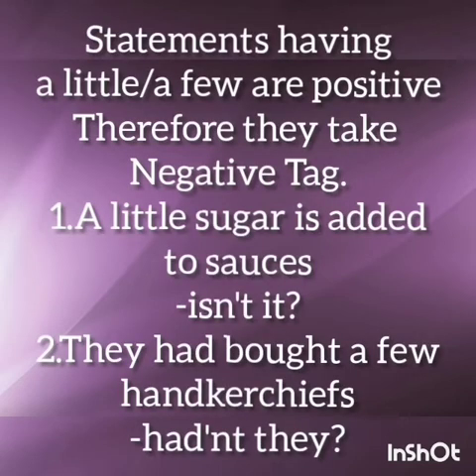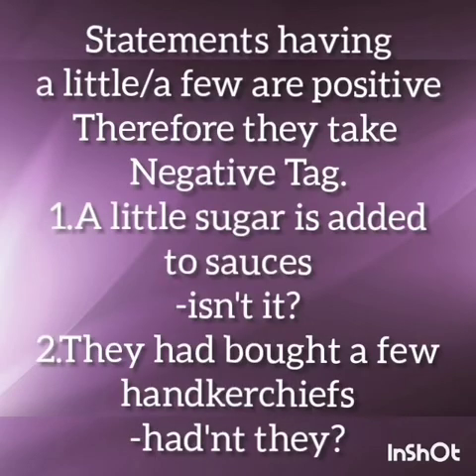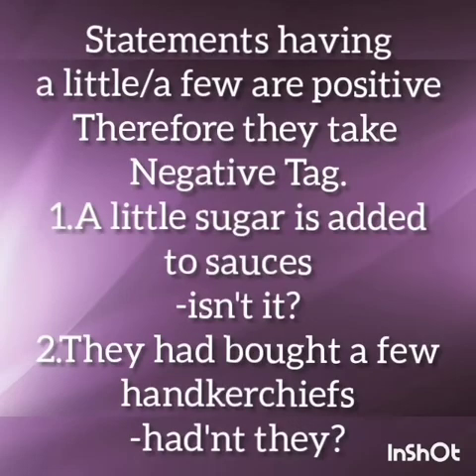Next example, they had bought a few handkerchiefs. Answer is hadn't they. Had is the auxiliary, the negative form of had is hadn't, and they is there, so hadn't they. So statements having a little, a few are considered to be positive sentences and the tag should be negative.